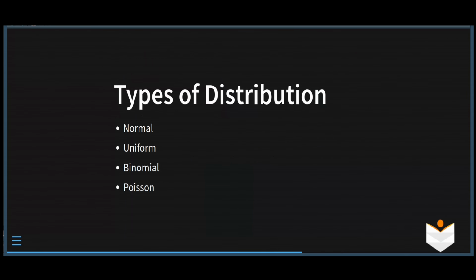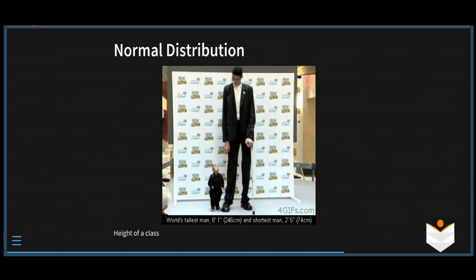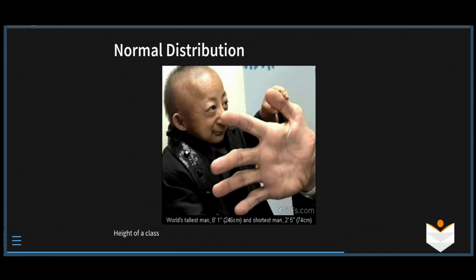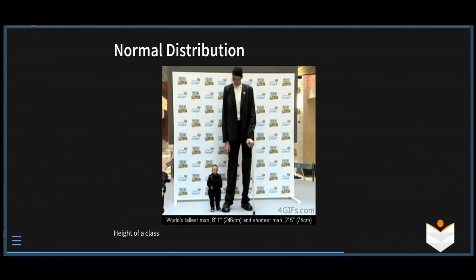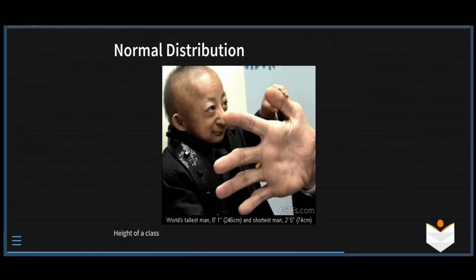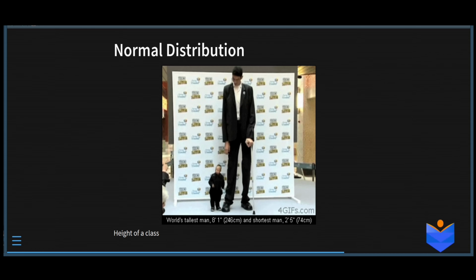Now we'll go to the types of distributions, and we have a lot of distributions, but we'll boil it down to four: normal, uniform, binomial, and Poisson distribution. Now to normal distribution. Normal distributions are usually bell-shaped, and a good example of that is the height in a classroom. We have the very tall ones, we have people that are within the average of the class, and we have the very short people.